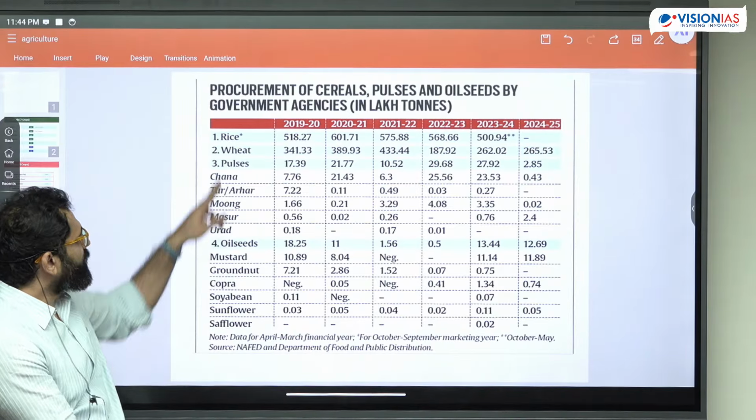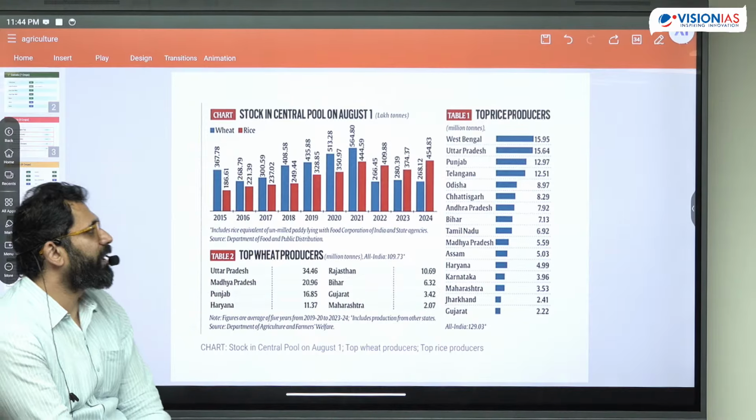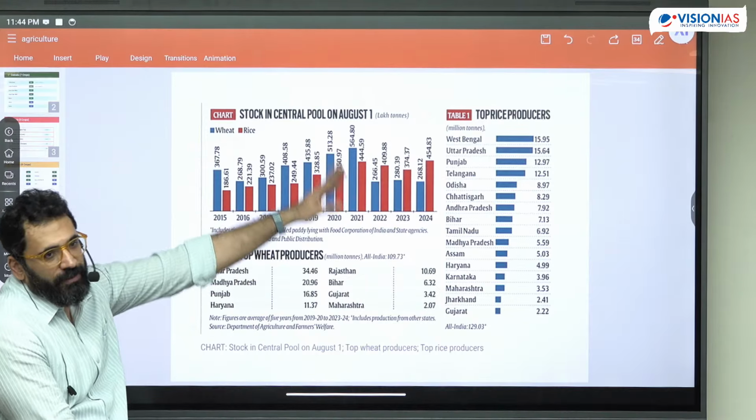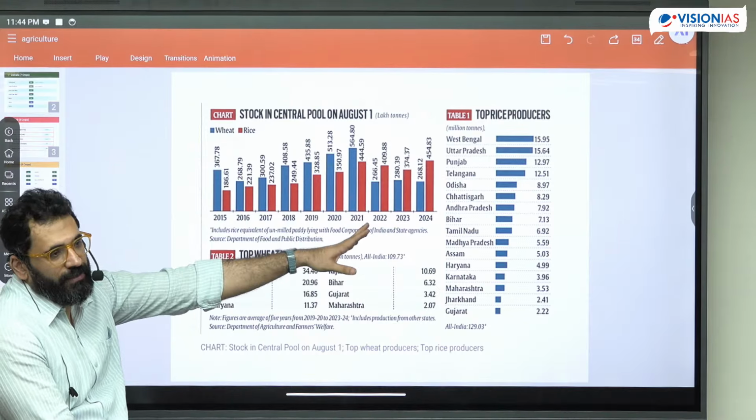You can see the procurement pattern based on these 5 which I've told you. This is the stock in central pool. Mostly it is wheat and rice. The top rice producers, states, and top wheat producers. This is I think 2023-24.